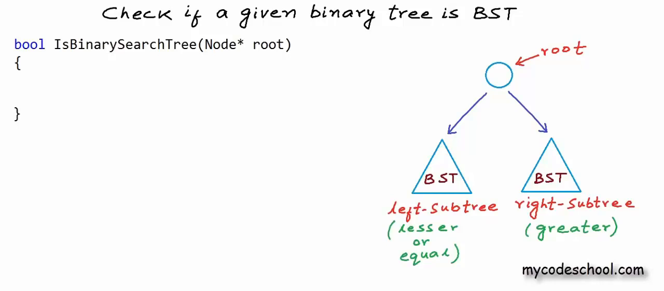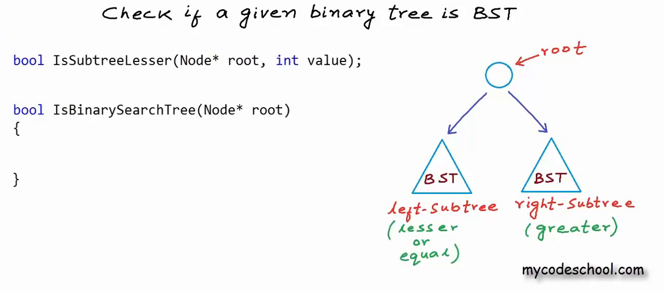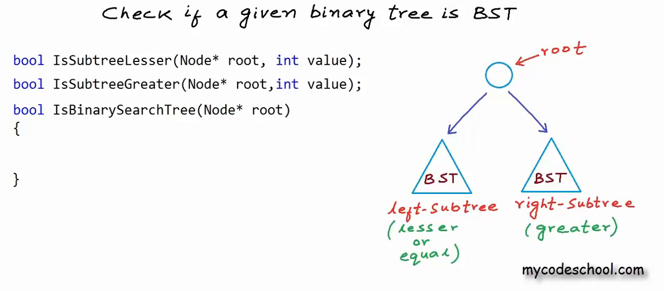So let's just check for all of this. I'm going to write a function named isSubtreeLesser that will take address of root node of a binary tree or subtree and an integer value as argument, and this function will return true if all the elements in the subtree are lesser than this value. And similarly, I'll write another function named isSubtreeGreater that will return true if all the elements in a subtree are greater than a given value. I have just declared these functions. I'll write body of these functions later.